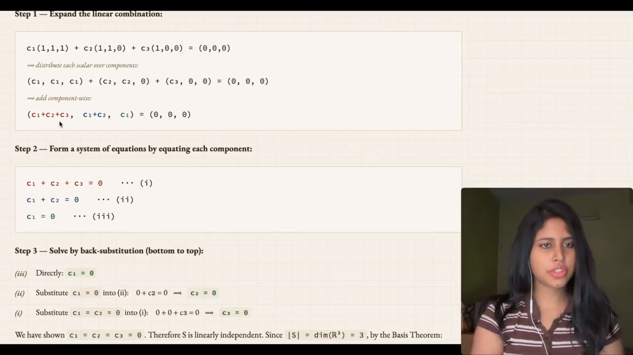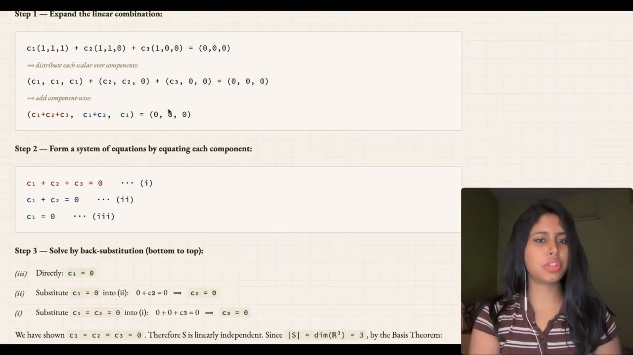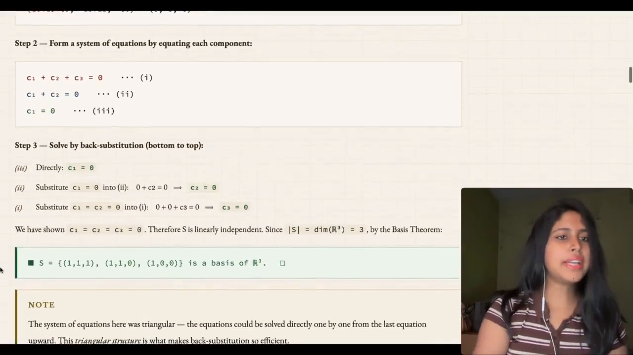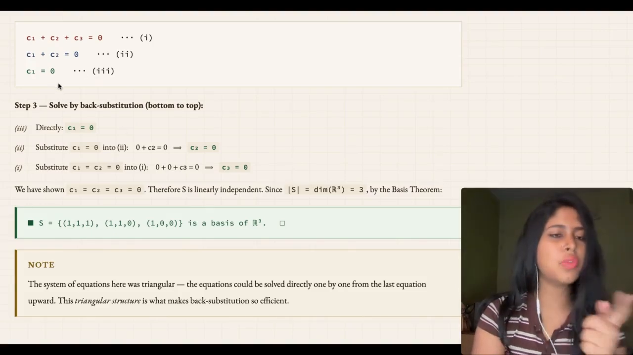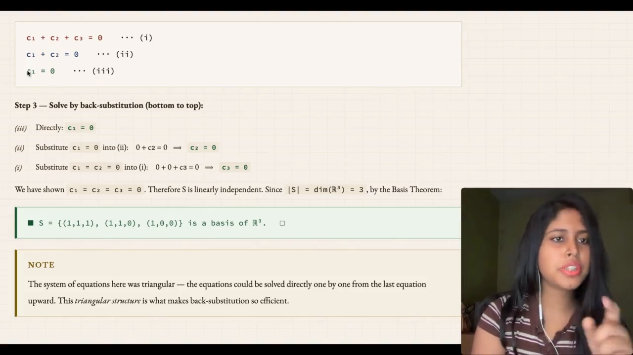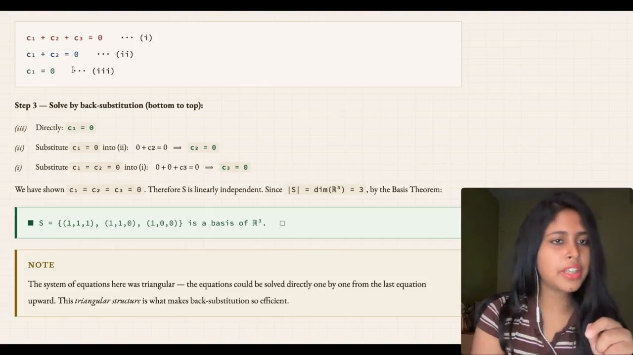That is, this first equation equals 0, the second equation equals 0, and the third equation equals 0, right? From here you can see that. And next, from the third equation, we can directly see that C1 equals 0. Now, if we put C1 equals 0 in the second equation, then we will get C2 equals 0.